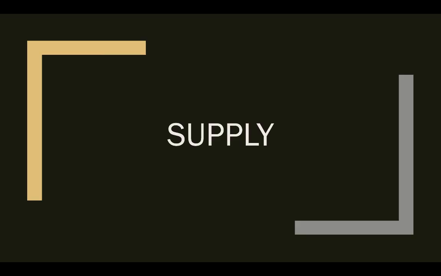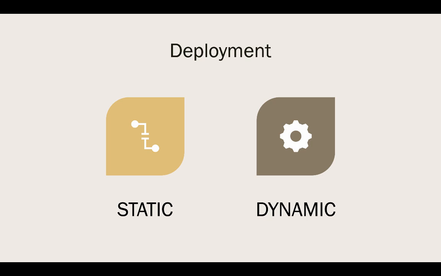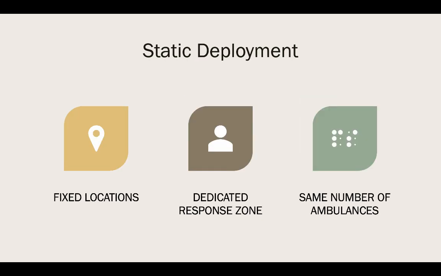Now remember, a goal of deployment is to match supply with demand. So we're going to take that demand data, both geographic and temporal, and we're going to try to match our supply to that demand. From our supply end, deployment is going to come in two flavors. One is static deployment, the other is dynamic deployment. In static deployment, we have fixed locations, fixed bases, stations, from which an ambulance unit will respond. After the call, the response unit will return to that fixed location, and there's a dedicated response zone.